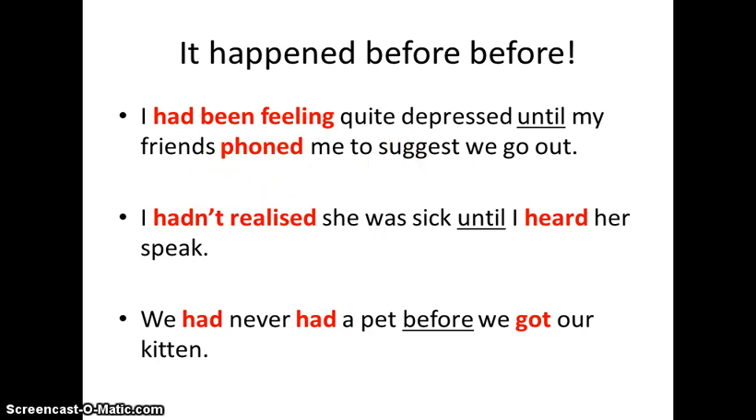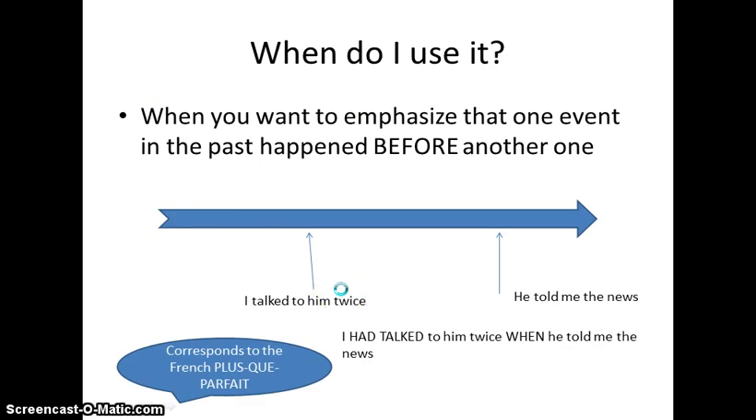The thing is, before that moment that you're pointing at, because it happened before an event which is already in the past, you need to use had plus past participle. Here I've been having fun, so I've used "I had been feeling" to make it more complicated, but each time you find "had" and a past participle. So, if you want to emphasize that one event in the past happened before another one, this is the structure you must use.